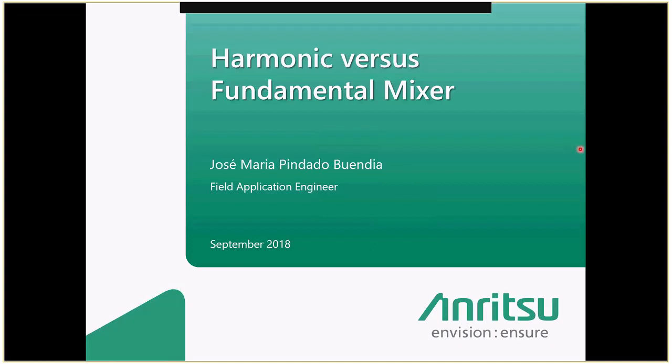Today we're going to cover one of the most interesting topics in spectrum analysis, that is the mixing process in the spectrum analyzer, with a special focus on the difference between harmonic mixing and fundamental mixing.